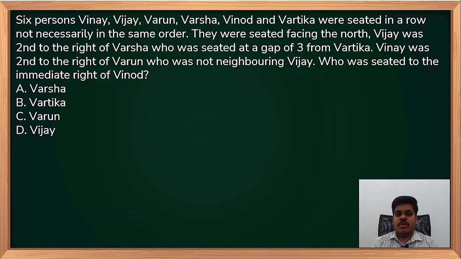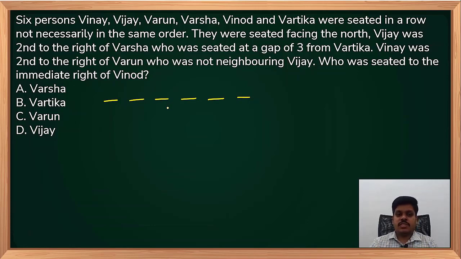6 persons, Vinay, Vijay, Varun, Varsha, Vinod and Vartika were seated in a row, not necessarily in the same order. They were seated facing the north. Vijay was second to the right of Varsha, who was seated at a gap of 3 from Vartika. Vinay was second to the right of Varun, who was not neighboring Vijay, who was seated to the immediate right of Vinod. 6 persons are there, so we can place 6 positions here first of all, and they were seated facing north.